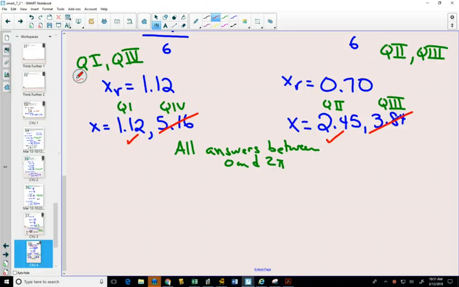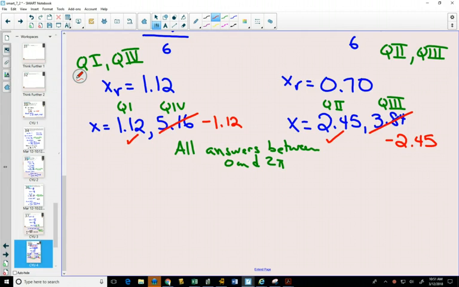In order to find out what they should have been, well, in quadrant 4, I'd have to go negative. It's going to be the same as my reference angle, so that'll be negative 1.12. In quadrant 3, this will be the same reference angle. It'll be like quadrant 2 in the negative direction, so it'll be negative 2.45.